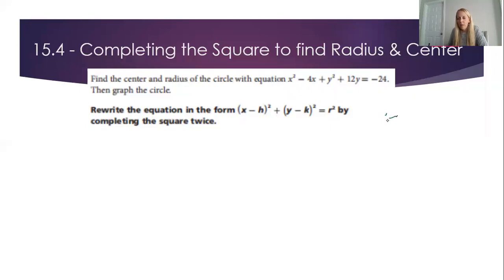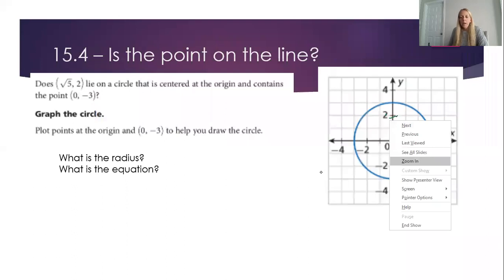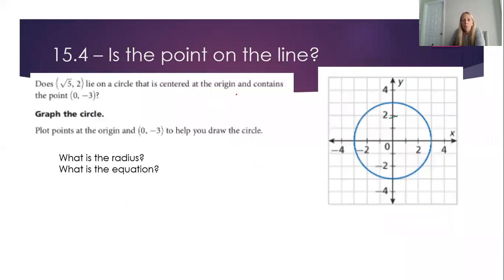Let's get to that. Okay, so here we're asked the question, does this point, square root of 5, 2, lie on the circle that is centered at the origin? So that means the center is 0, 0, and it contains this point 0, -3. Okay, so notice what was done here for you. Here's the center. Here is the point 0, -3.